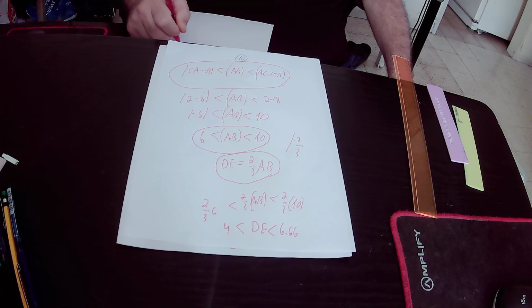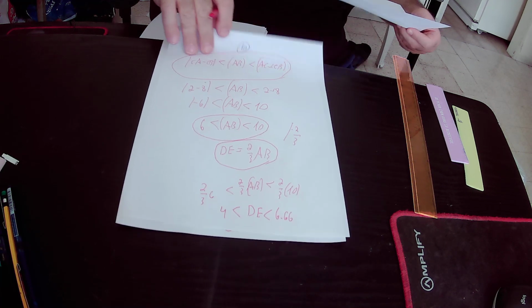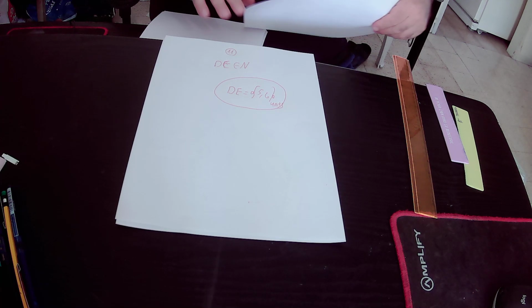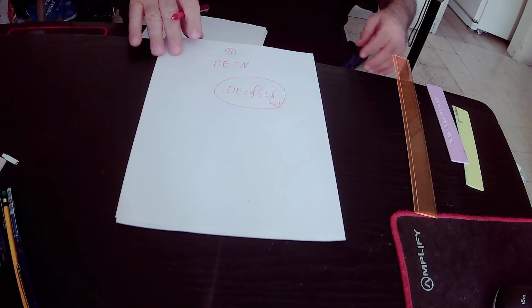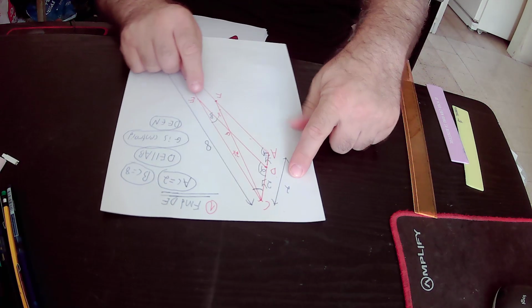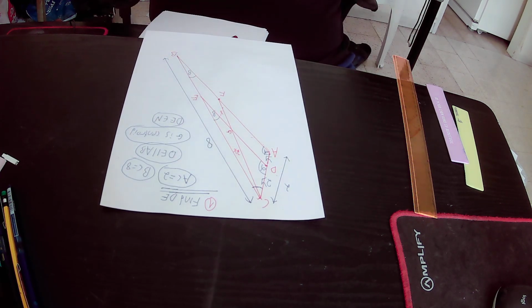Okay, so we found out that the value of DE is either 5 units or 6 units. That is to say, the size of this segment DE is either 5 units or 6 units. That is the answer to the question.